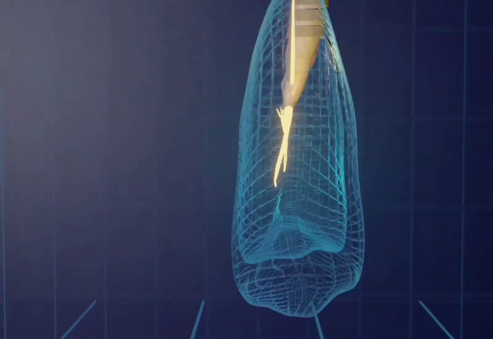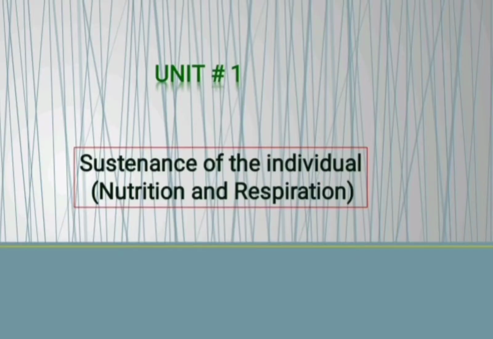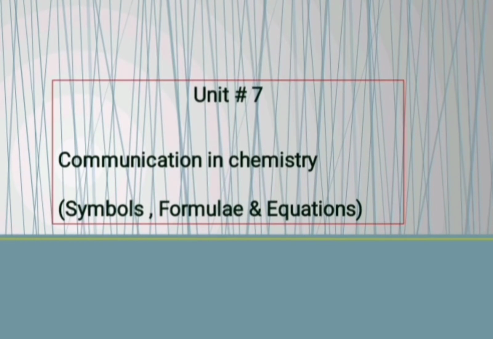The main organs of respiration in humans are lungs and bronchi. When we exhale or breathe out, we get rid of the carbon dioxide as waste. So in this chapter, we learned about nutrition and respiration. In nutrition, we learned about autotrophic nutrition and heterotrophic nutrition. Now the next chapter is Communication in Chemistry, Symbols, Formulae and Equations.